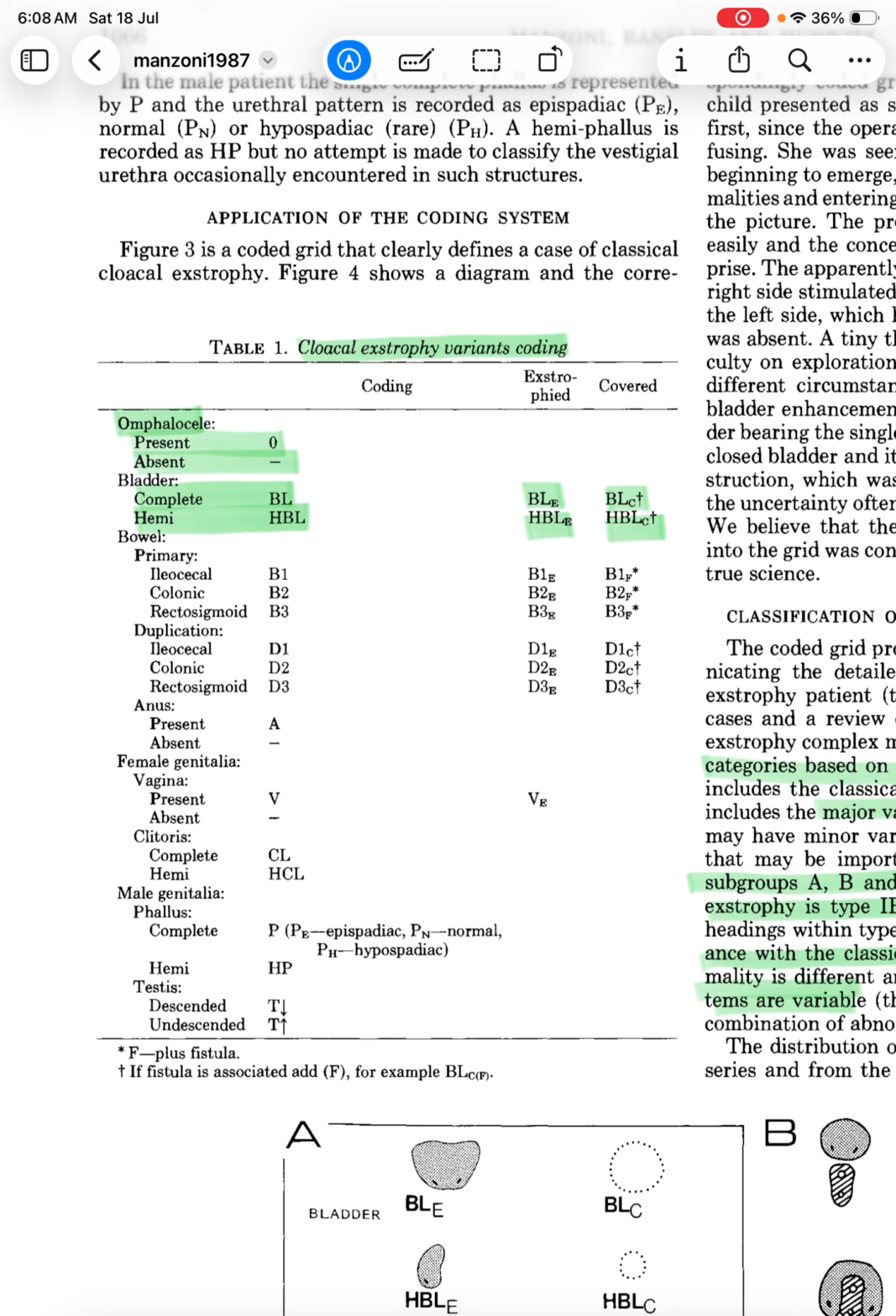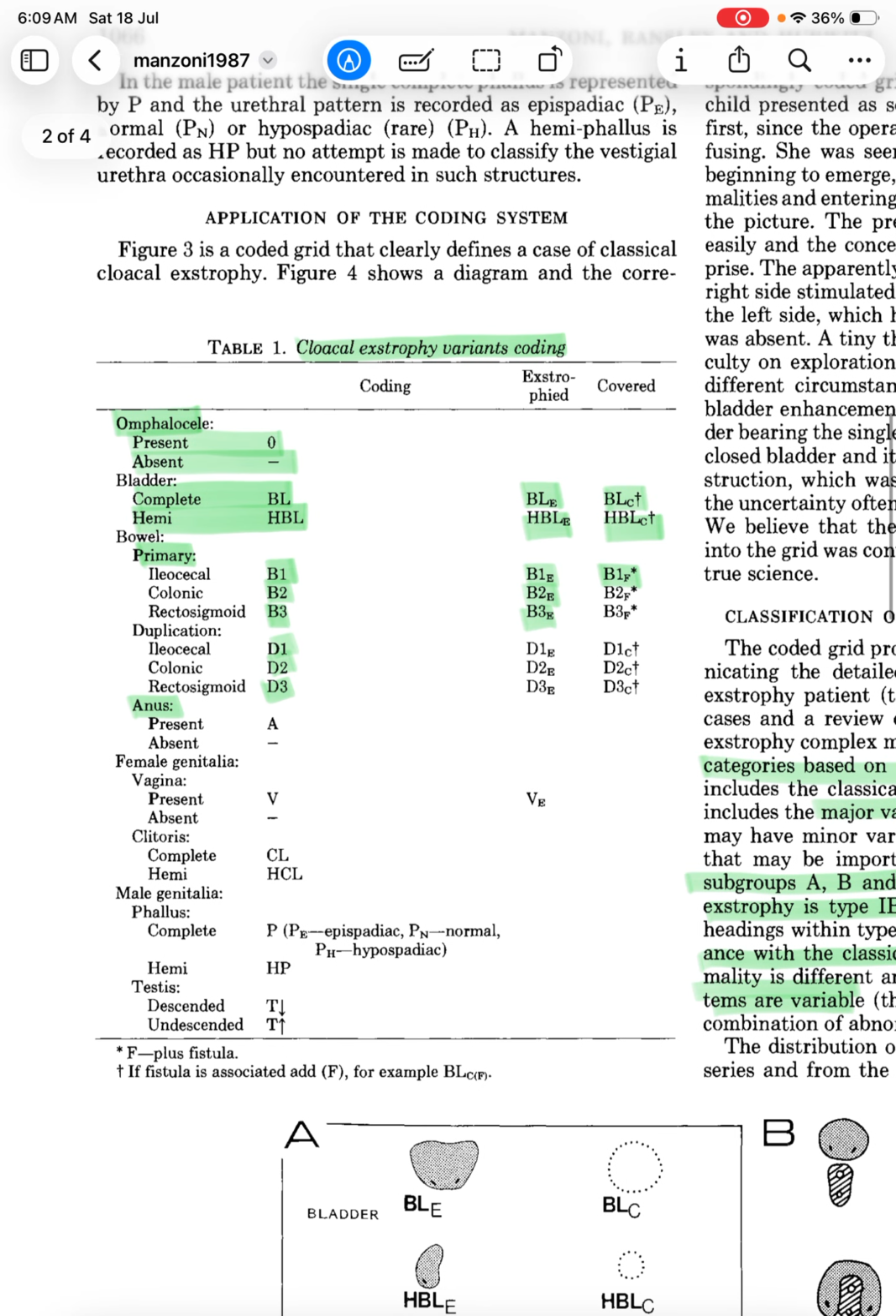Similarly for bowel, if it is a primary segment, whichever segment is involved, ileocecal, colonic, or rectosigmoid, accordingly they have named it B1, B2 and B3. Similarly, if there is a fistulous connection, they have named it F, and if it is exstrophied, they have named it E. And if there is a duplication, they have named it D1, D2, D3. And if the anus is present, then A, and if absent, then absent.